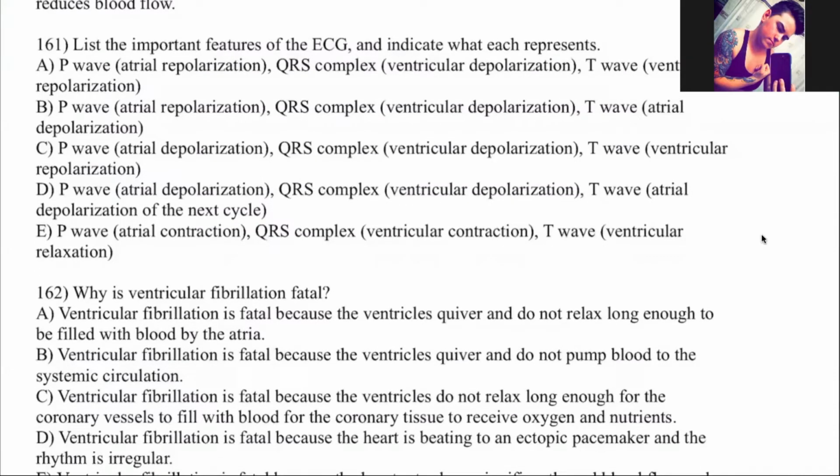List the important features of the ECG and indicate what each represents.